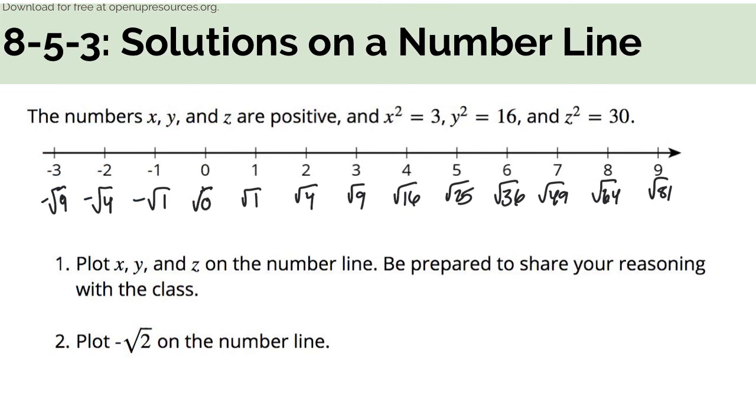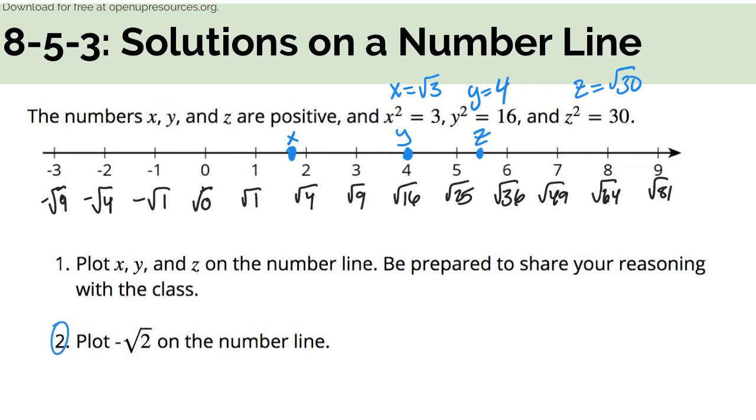Okay, so with the perfect squares on your number line, it makes it a lot easier. From these equations, we can see that x is going to equal the square root of 3, which is going to be about right there. Y is going to equal 4 because 4 times 4 equals 16, or in other words, the square root of 16. So that's right there. And z is going to equal the square root of 30, which is going to be really close between 5 and 6, but just a little bit closer to 5.